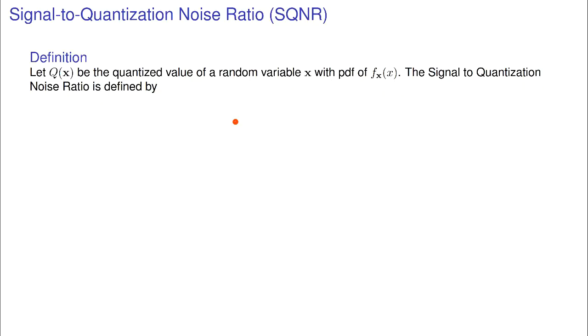So the basic definition is that the input is a random variable x with probability density function, and the quantized value is just a function of the random variable x. In your probability course, you learned how to find a probability; because this is within a finite alphabet, how to find the probability mass function of Q(x).